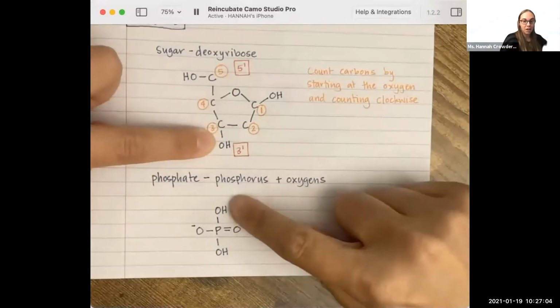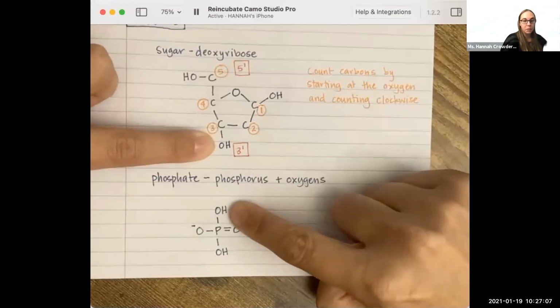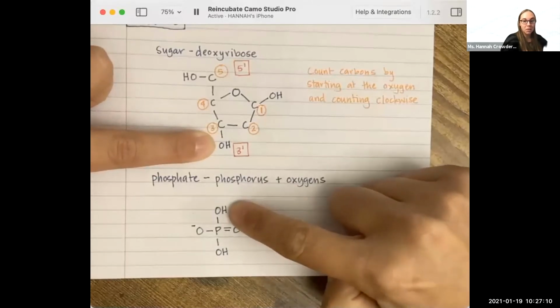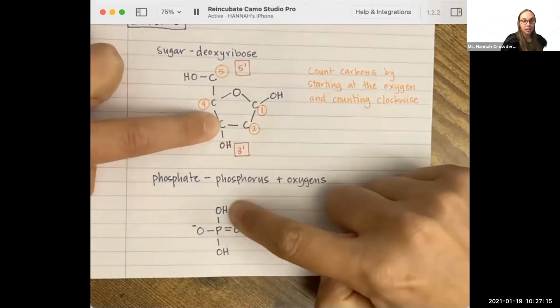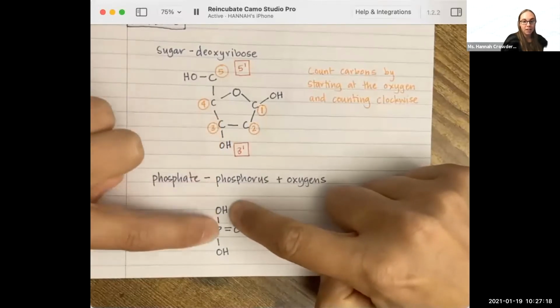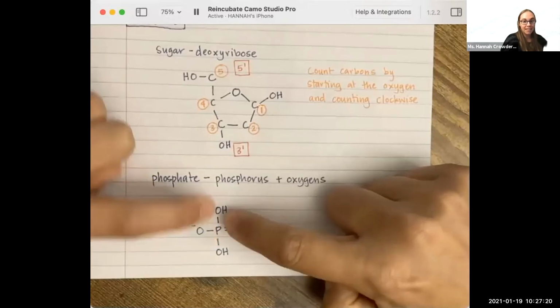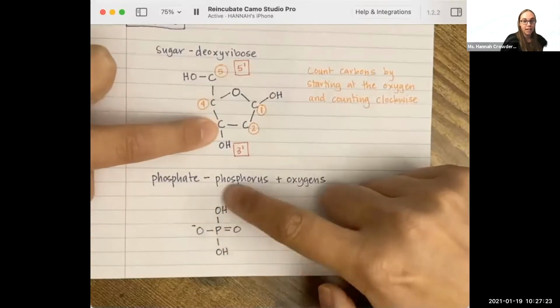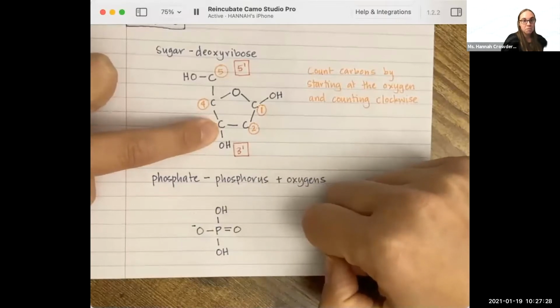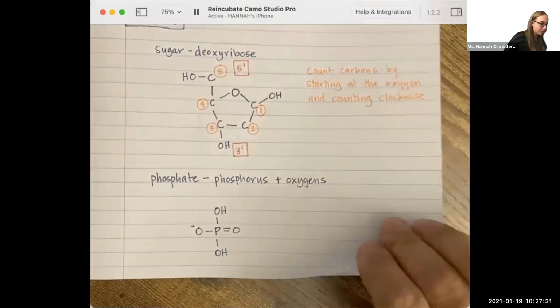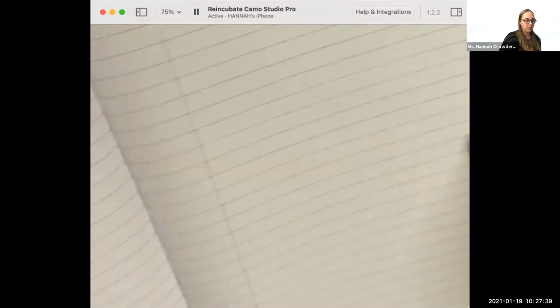So I've got an OH here and an OH here. What's going to happen is I'm going to lose an OH and an H, and then I'm going to bond these things together. So it's going to go carbon, oxygen, phosphorus, and that's going to join my phosphate and my sugar together. So let's see how that works. On the next page, I'm going to make my model.